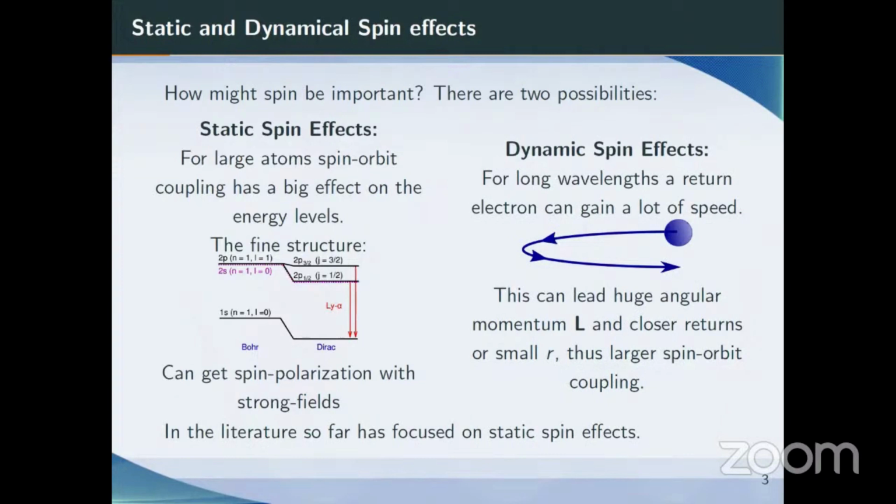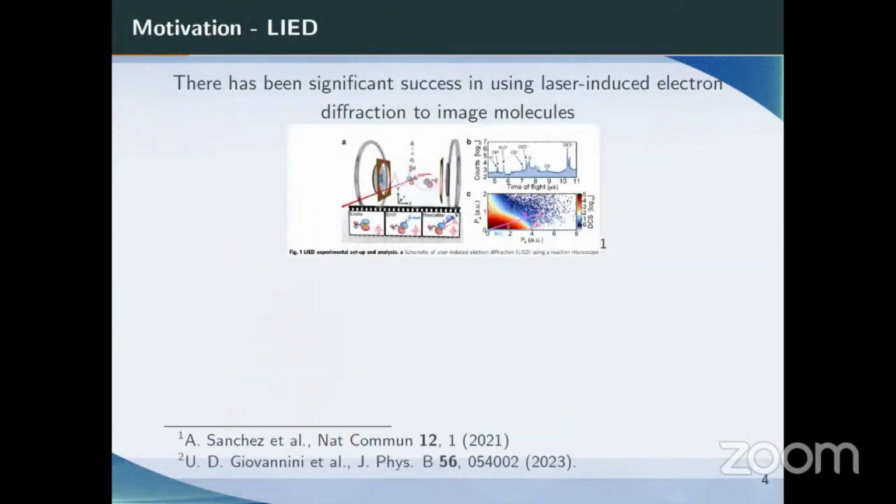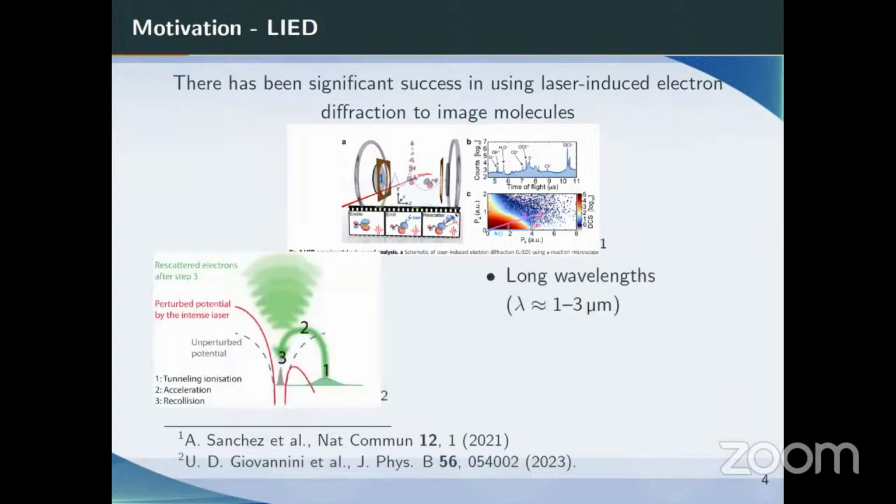As we look at longer wavelengths, the returning electron wave packet can gain a lot of speed and can gain high angular momentum and get very close to the target. And so maybe we can see some appreciable spin-orbit coupling effects here. The motivation behind this is imaging processes such as laser-induced electron diffraction, and also to a lesser extent photoelectron holography, where you strong field ionize a molecule and then you have a recolliding wave packet due to the oscillating laser field, which can be used to diffract off a molecule and work out the positions. And so, of course, getting spin-orbit coupling right here would have a lot of relevance.